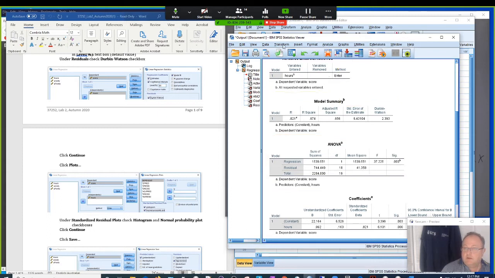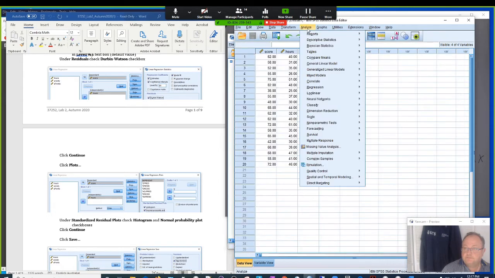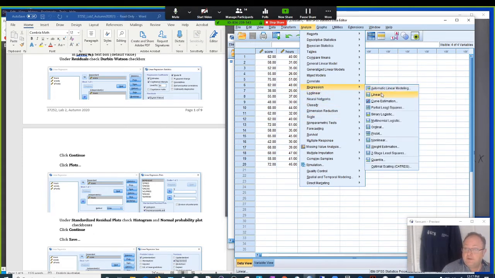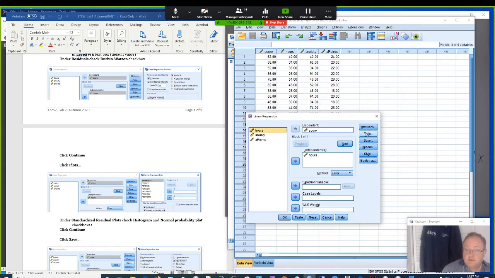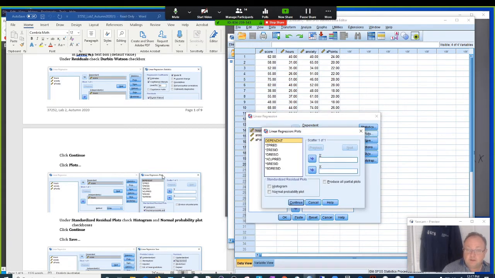I dumped out of that a little bit early, but that's fine. You may do the same thing, so that's alright. And if we go to linear again, we're just back here. This time we'll do the plots, which is part of what we're doing here. And the standardized residual plots. Check histogram and normal probability plot. Okay, so once we've got that, we can press continue.